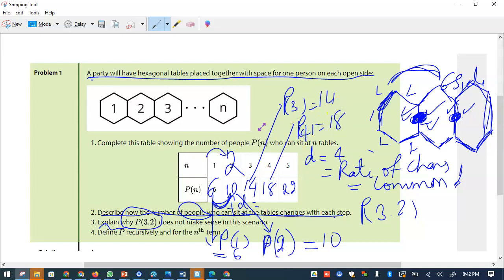So that means you can't have a 3 point. So the input, you can have only 1, 2, 3, 4, 5. You cannot have in between, because you can have only one table or two tables. You can't have 1.5 tables. That doesn't make sense, right? That's all you're explaining here. Why doesn't it make sense? Because you can't cut the table into two pieces. It's just either one table or two tables.